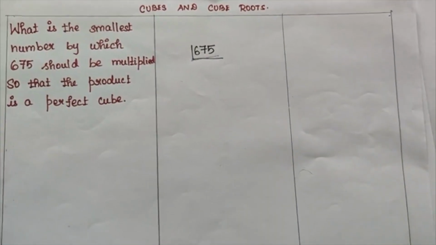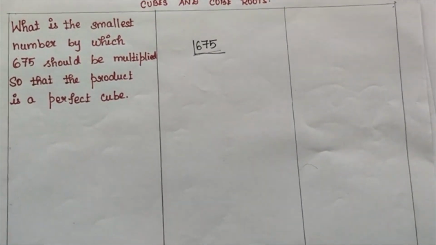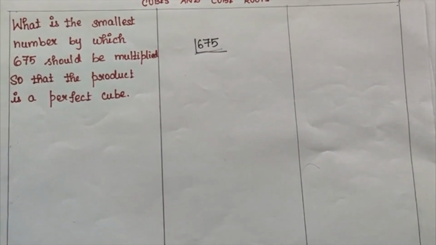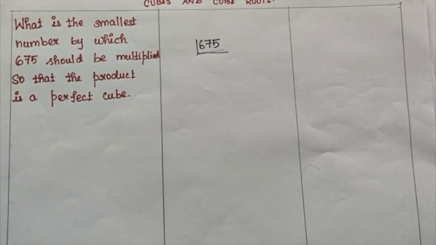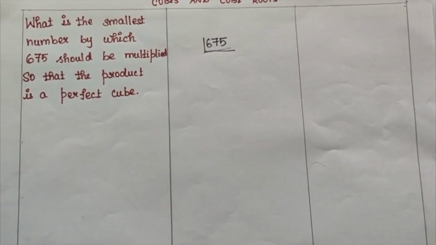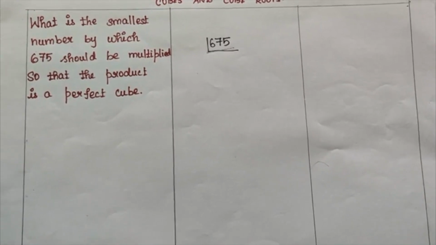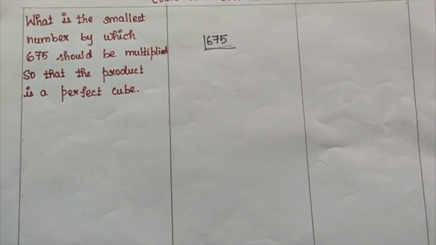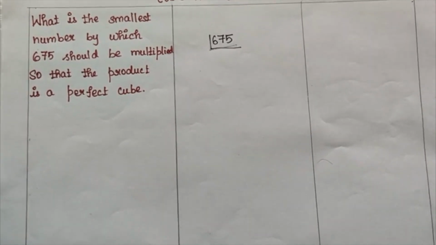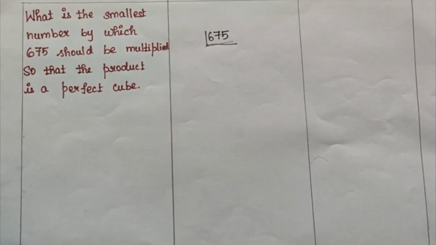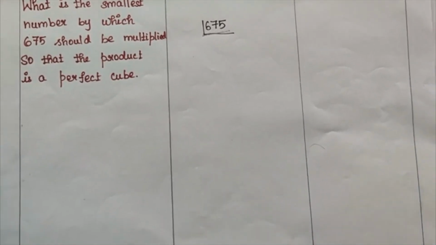And cube root. What is the smallest number by which 675 should be multiplied so that the product is a perfect cube? So here 675 is the given number. 675 is not a perfect cube. We need to multiply this with a certain number so that the product is a perfect cube. In order to find what is the least number, we need to do prime factorization. Then only we can find this one.